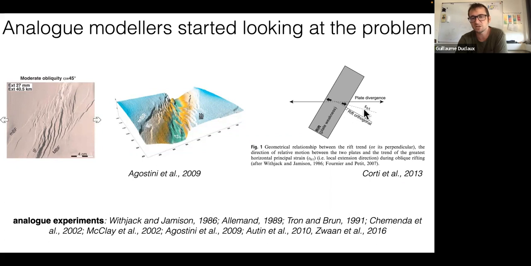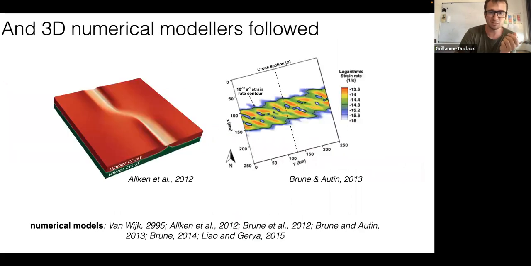the extension direction is an intermediate angle between the rift and the plate divergence. So if you've got an obliquity of 30 degrees here, you're going to have a main extension direction at about 15 degrees. So you expect structures that form inside your weak domain to have an intermediate oblique direction when they form. This is what they see in a sandbox experiment and also in very simple stuff. And 3D numerical modelers try to follow, of course, with the 2D numerical models I showed you in a very early part of the introduction.